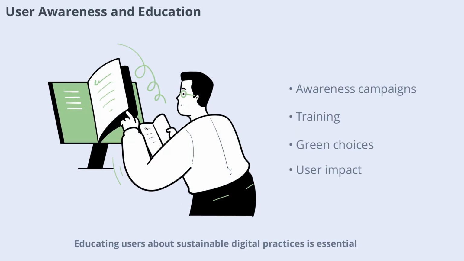Educating users about sustainable digital practices is essential. Awareness campaigns, training, and clear information help people make greener choices, such as recycling devices or using energy-saving settings. When users understand the impact of their actions, they are more likely to support sustainability initiatives. In the next scene, we'll discuss the role of policy and regulation in promoting sustainable digitalization.